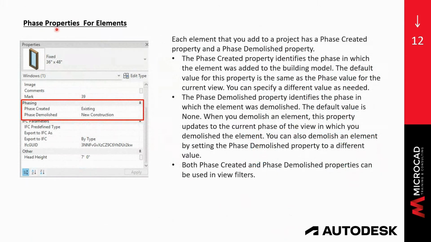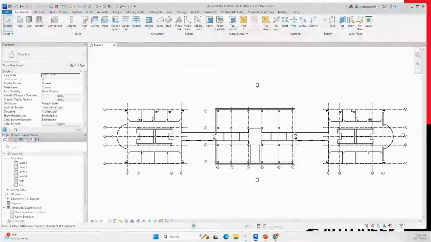And then the phase properties of an element itself are seen in the properties dialog box, in the element properties of the element, and then you will be able to define when it was created and when it was demolished, in the case that it was demolished. So with that, let me jump into the software a little bit.